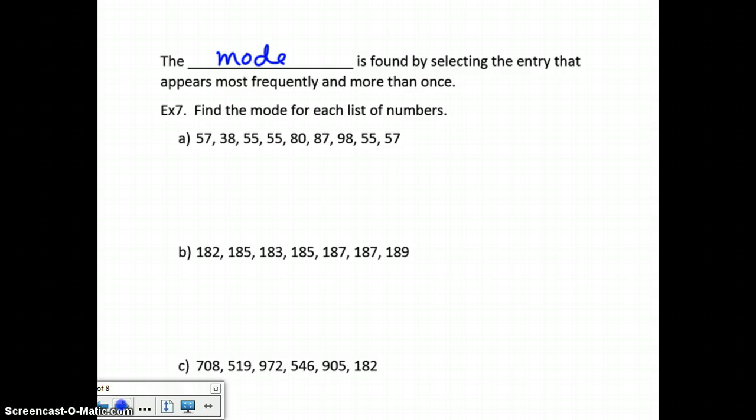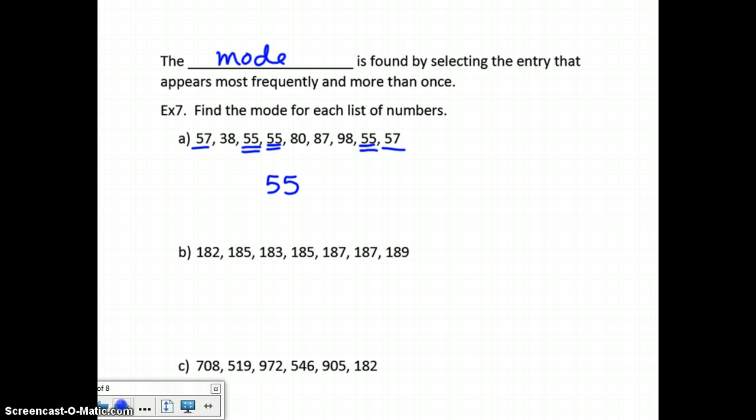57, we do have more than one. We have two 57s. We do not have more than 138. We have more than 155. We actually have three of those. We only have 180, 187, and 198. Since we have two numbers that appear more than once, we're going to look at the one that's more frequent, and that's 55.